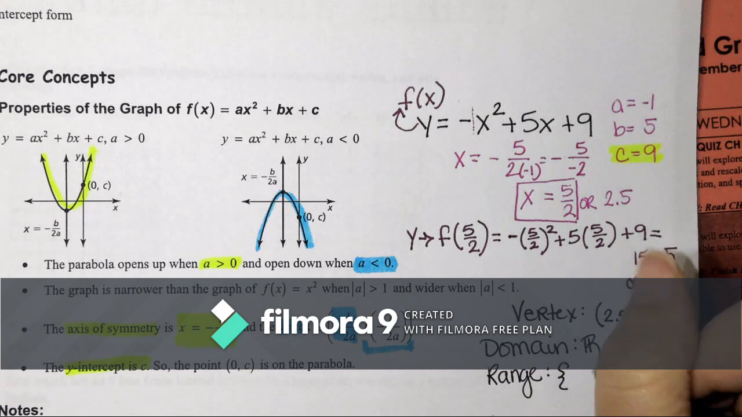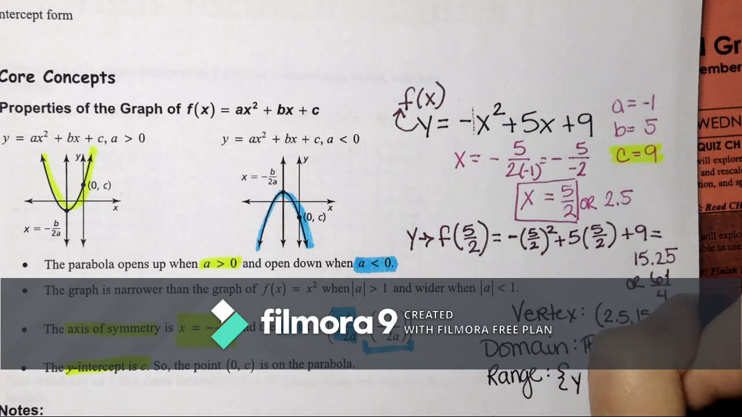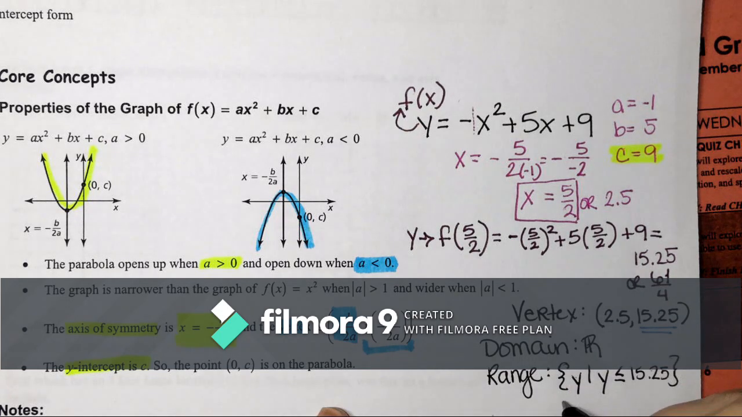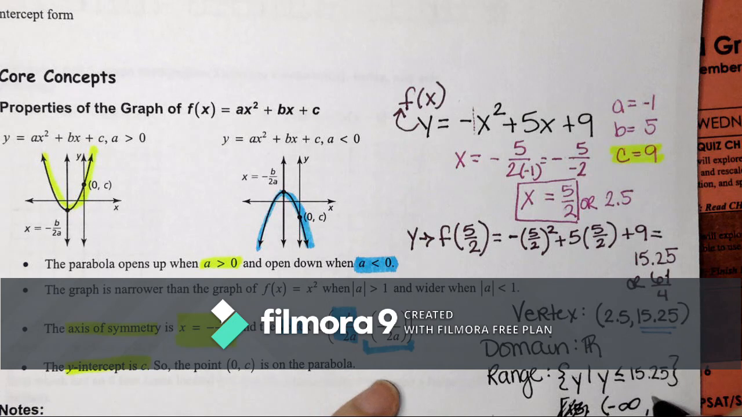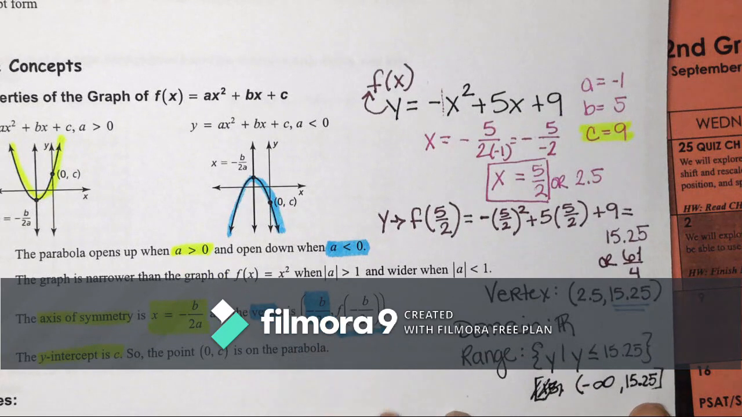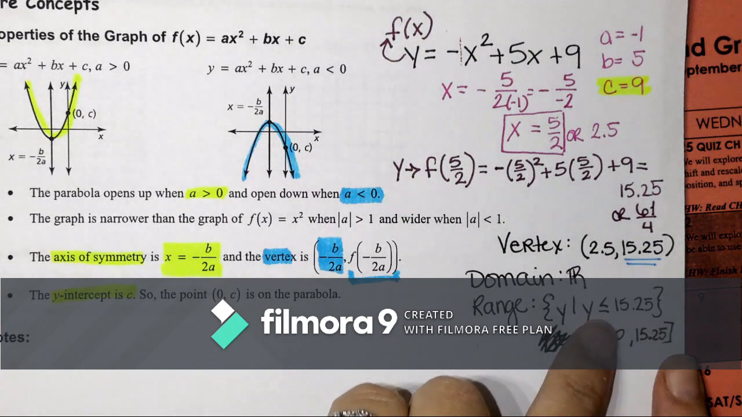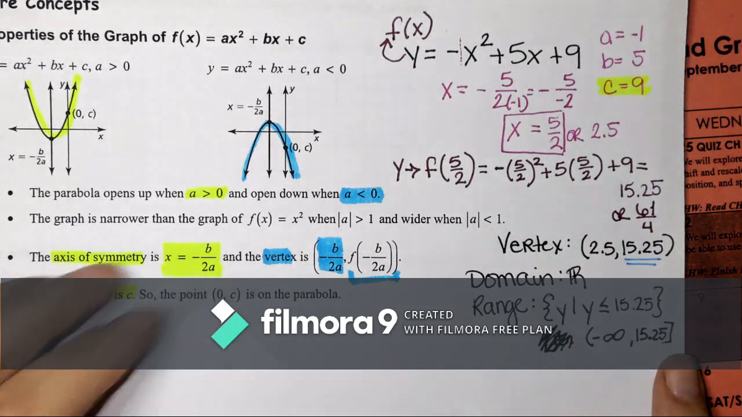So we can write it in set notation, y is less than or equal to 15.25, or we can write it in interval notation. The smaller number is going to be included because the smallest number is negative infinity, and the biggest number is going to be 15.25 because we can't go any higher than 15.25. I almost wrote that wrong. Sorry about that. Okay? So you can either do set notation or you can do interval notation.